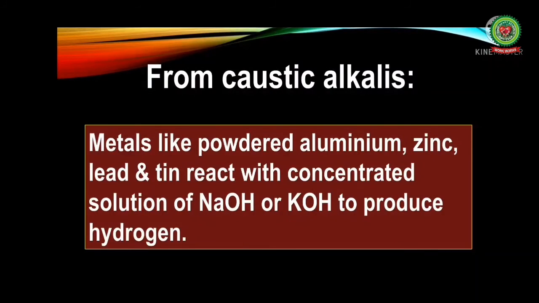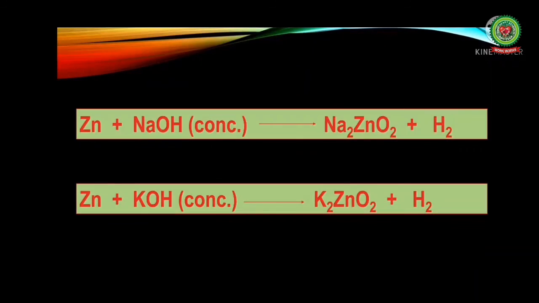Hydrogen can also be prepared from caustic alkalis. Metals like powdered aluminium, zinc, lead, and tin react with concentrated solution of sodium hydroxide or potassium hydroxide to produce hydrogen. For example, zinc reacts with concentrated sodium hydroxide to produce sodium zincate and hydrogen gas.